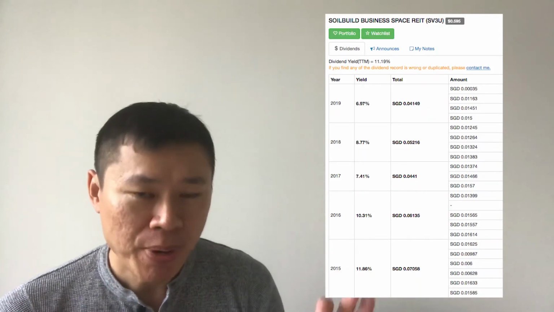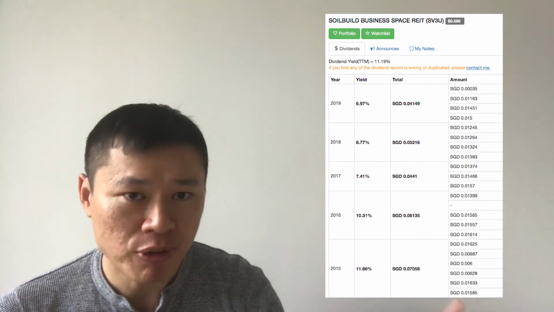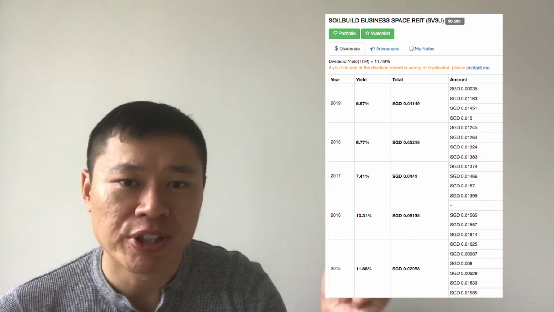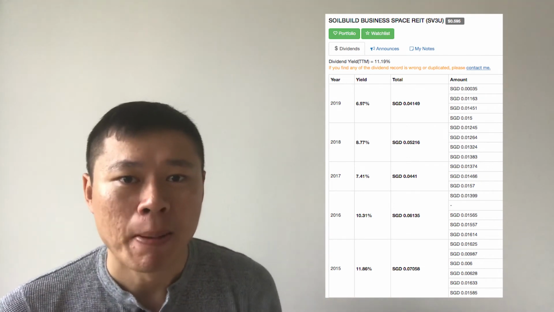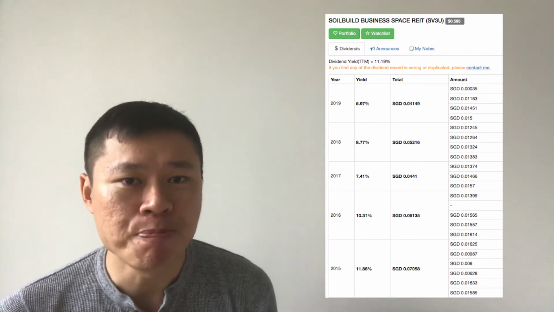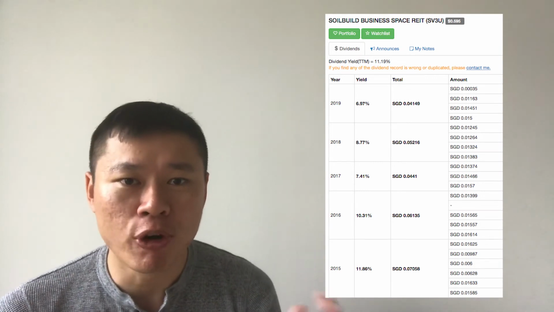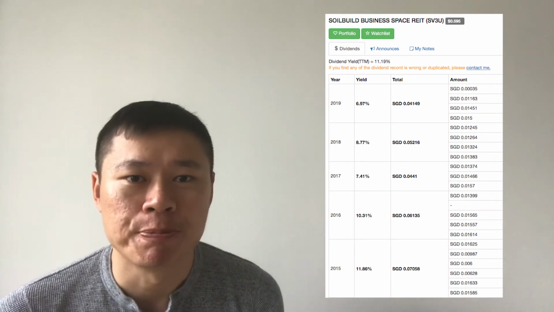It must also be noted that the dividend income that REITs derive from their business is not guaranteed, which means it can actually fluctuate based on business performance. A classic example is this Soilbuild Biz REIT. Back in 2005, you would see from this chart over here that dividends used to be a lot higher, in the 7 cents range. But then in 2017, it actually declined to 4.4 cents per unit.